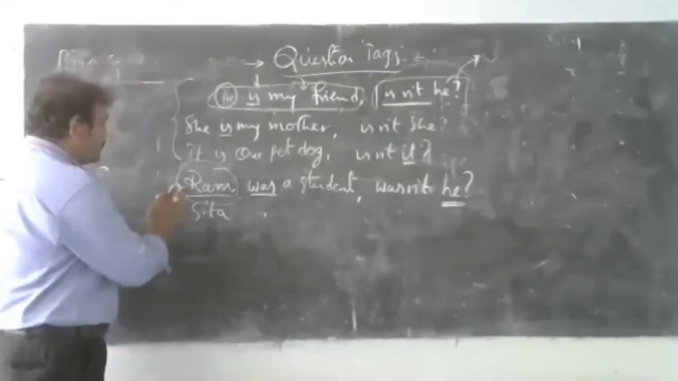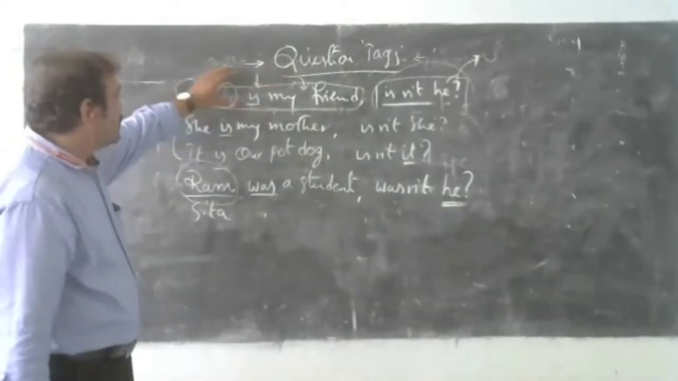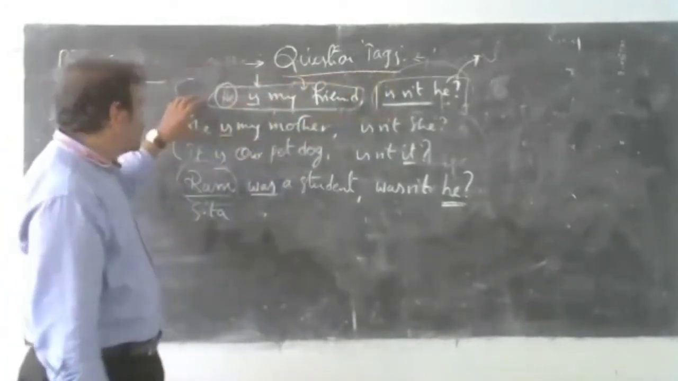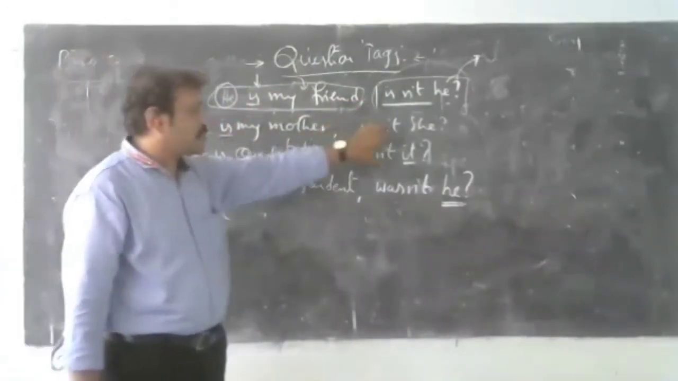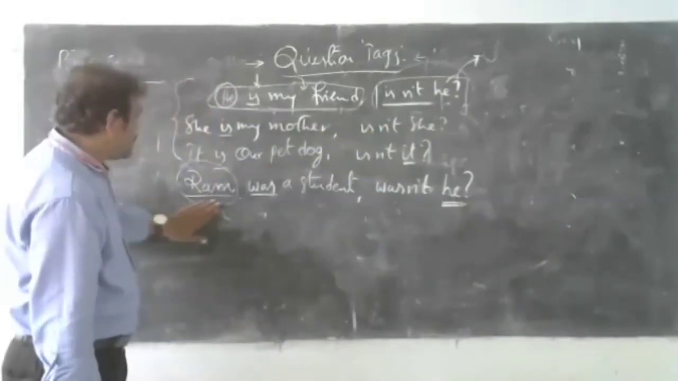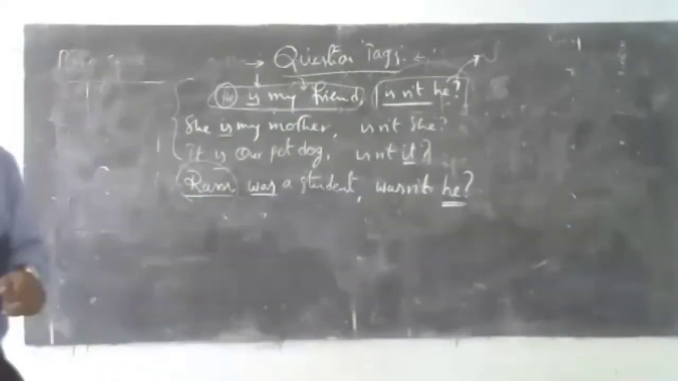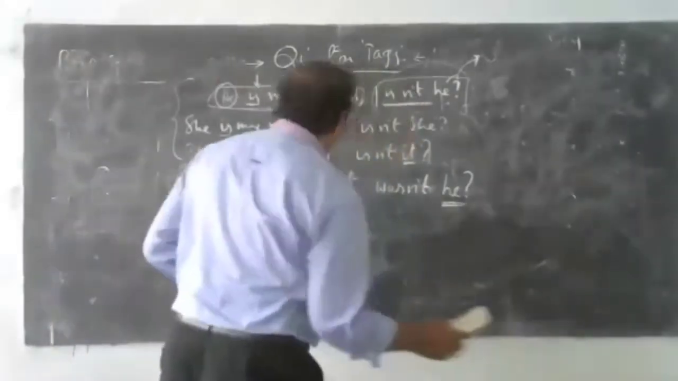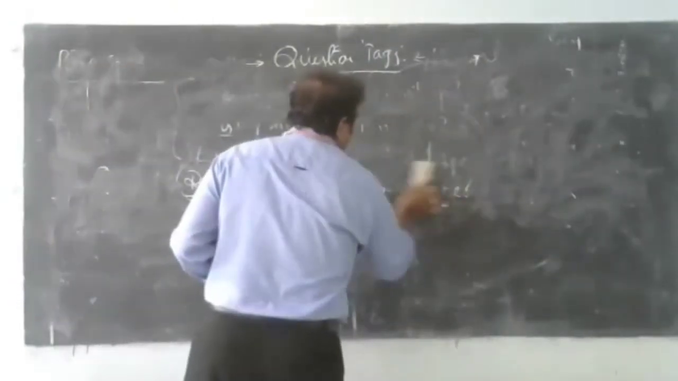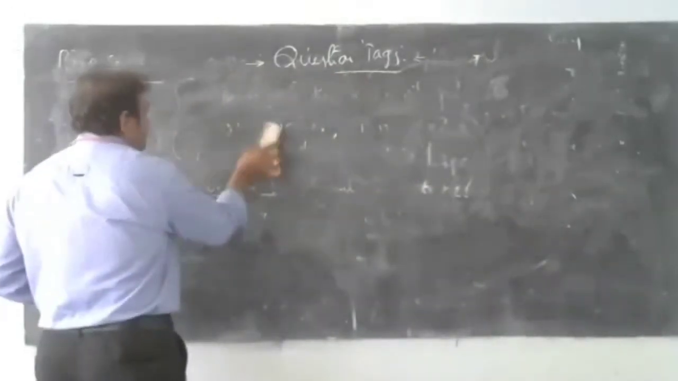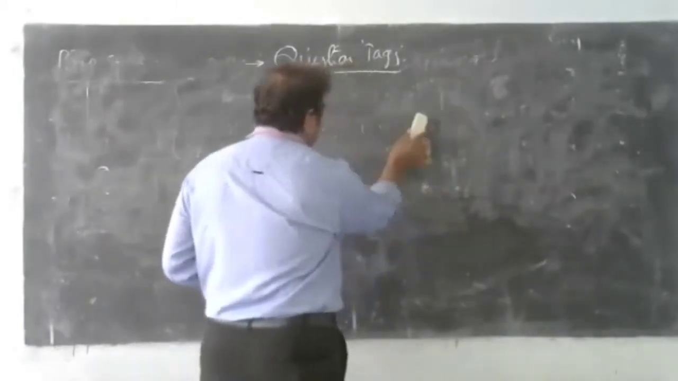That's all. So, yes, we follow a small rule by taking a sentence and its question tag. He is my friend, isn't he? She is my mother, isn't she? It is our pet dog, isn't it? So this is primary information about question tags. And this is a rule. And we will see another rule. It's okay, we now know how to take the question tag.